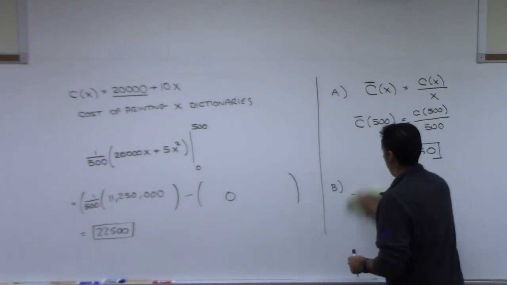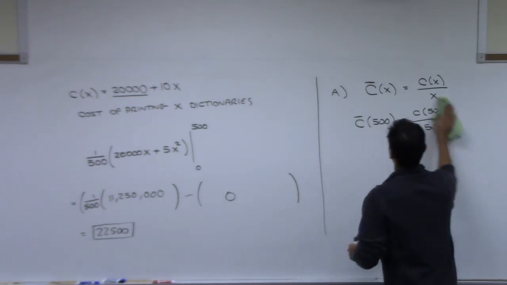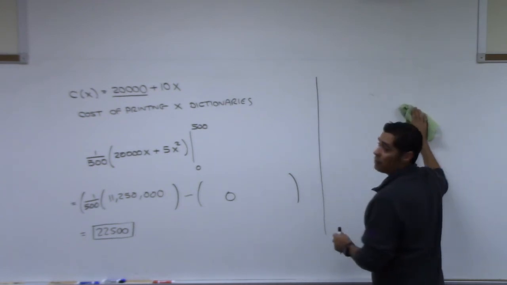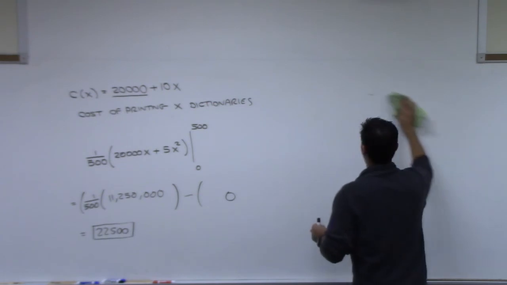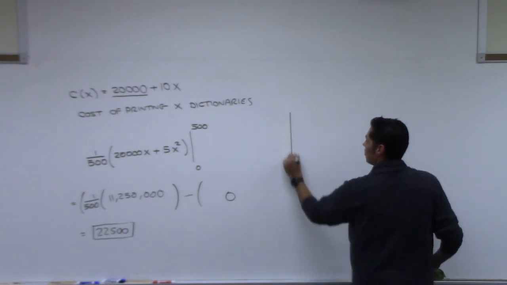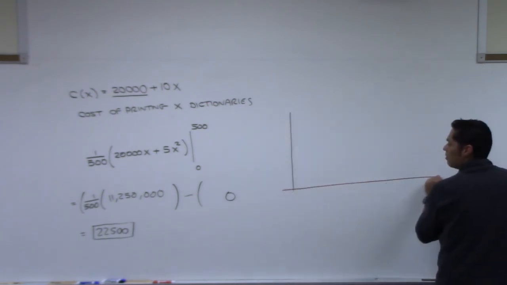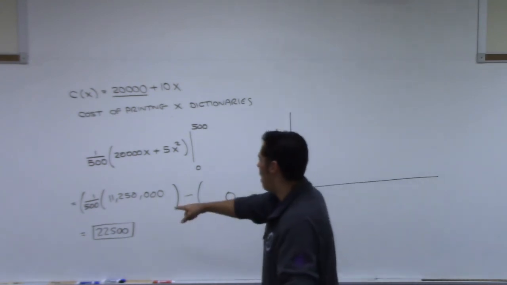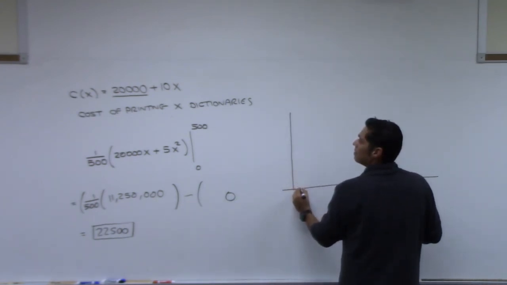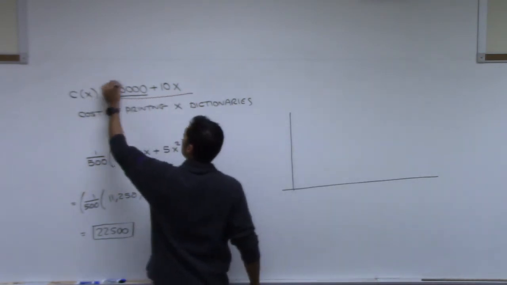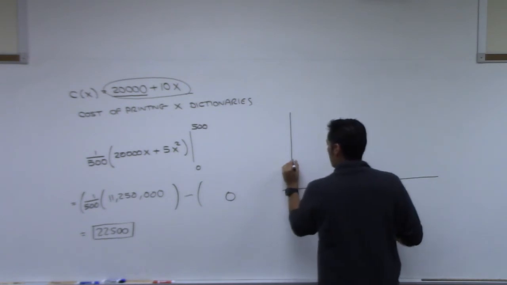That we're paying $22,500 for dictionaries? That's the same. On average. On average. Okay, but watch, let's take a look at something. Here's our cost function, right? I know it seems absolutely ludicrous right now that this is our average value, but let's take a look at what this looks like. This is a line, has a y-intercept of 20,000.